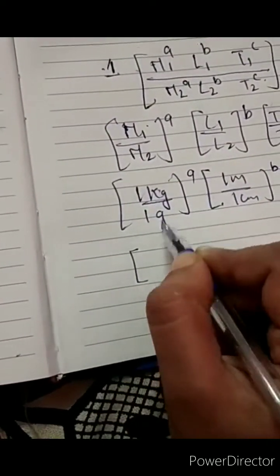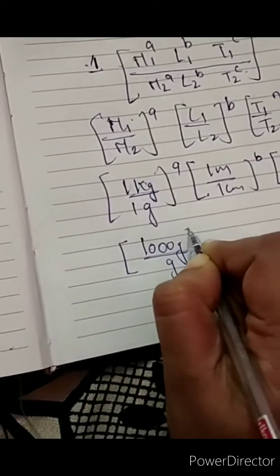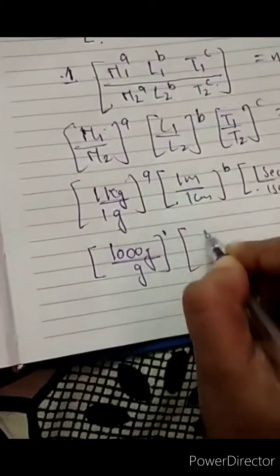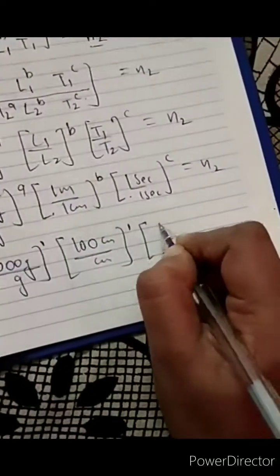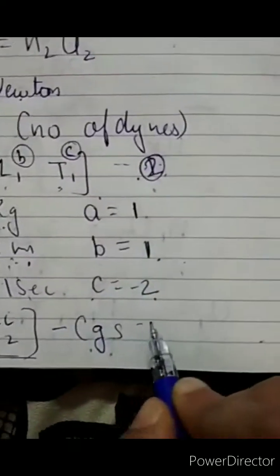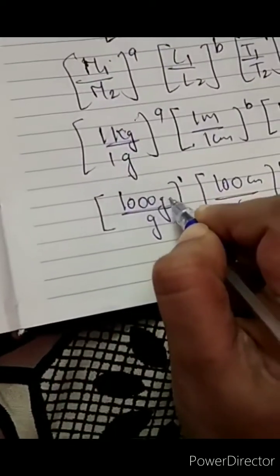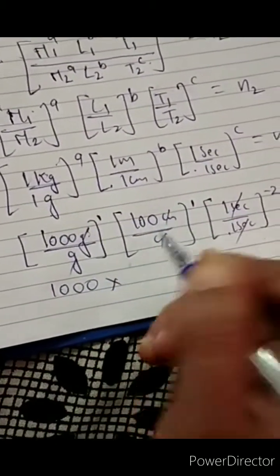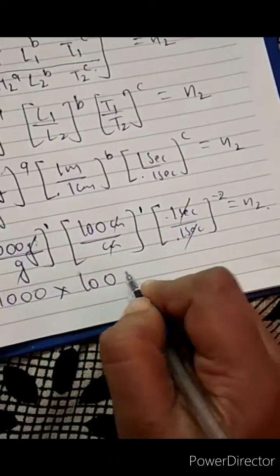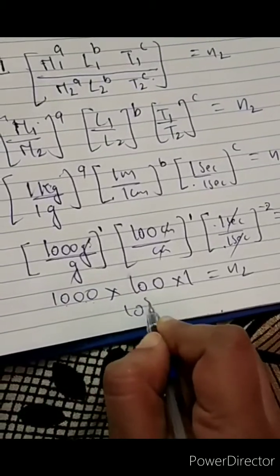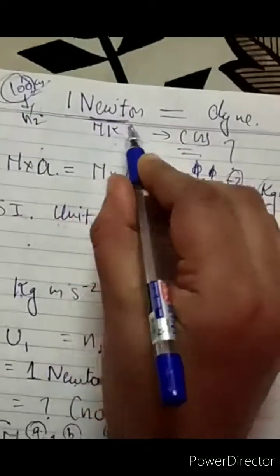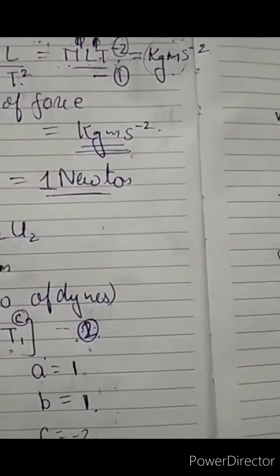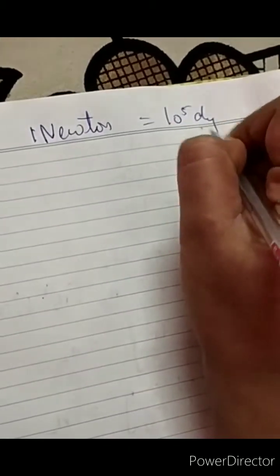Now look, kg and grams. I know 1 kg is equals to 1000 grams. And what is the value of A? A is 1. I know 1 meter is equals to 100 centimeter. What is the value of B? B is 1. And second to second we can cancel out. And C is nothing but -2, is equals to N2. So grams to grams cancel, centimeter to centimeter cancel, and seconds cancel. So I am left with 1000 multiplied by 100, and 1 to the power -2 again gives you 1, okay? So this is 10 to the power 5. So 1 Newton is equals to 10 to the power 5 dyne.